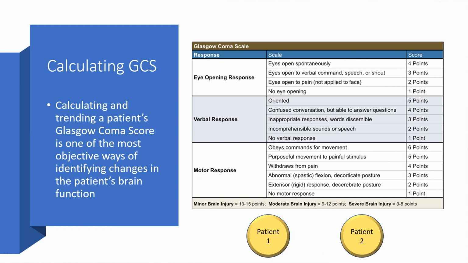So calculating a Glasgow Coma Scale score, probably a weak point for a lot of us. We don't do it all that often, but we should be able to do this on the fly, and we should be able to do it with accuracy. This is really the most objective way that we can identify the patient's overall mental status, and more importantly, any changes in their mental status.